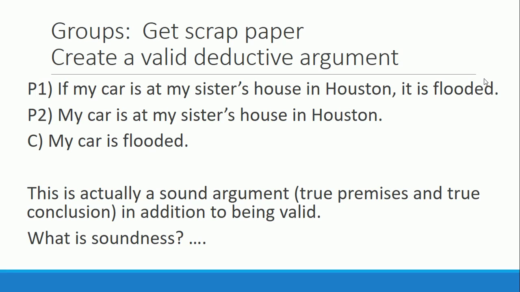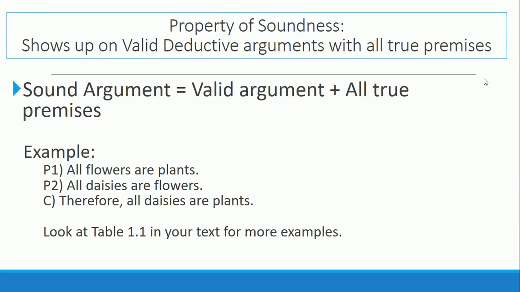All right, so do you guys see the difference? We can have a valid argument that's not sound, because soundness has to do with truth. So let's go into soundness a little bit more in depth. The property of soundness can only show up on a valid deductive argument with all true premises. So a sound argument is a valid argument with all true premises. All right? So let's look at this one.